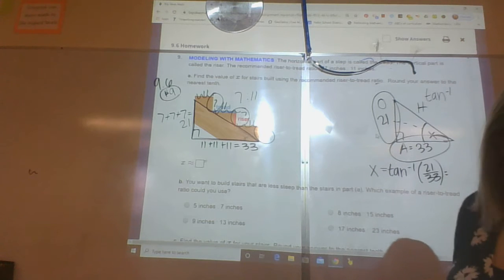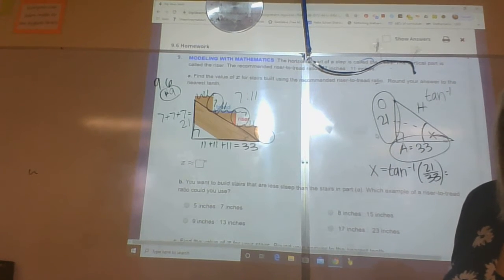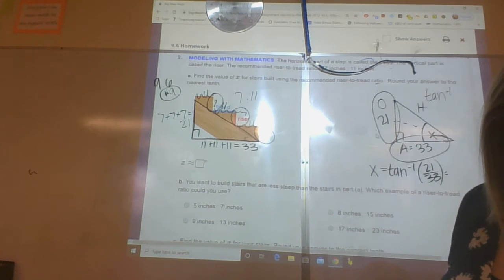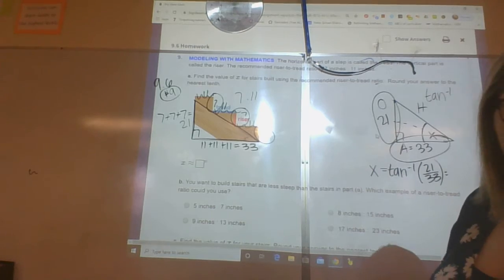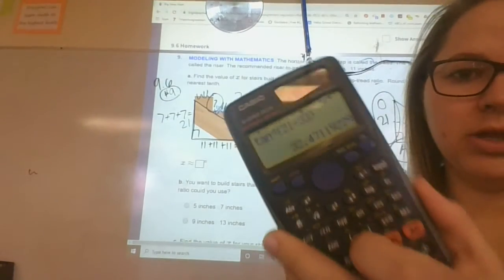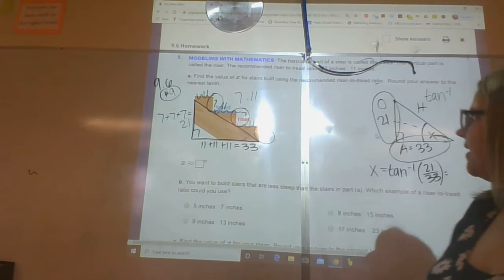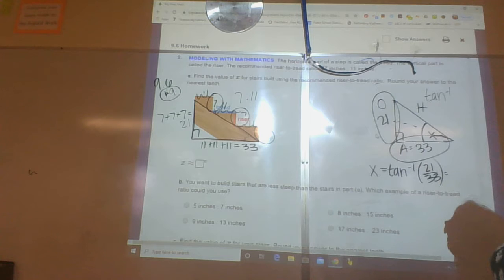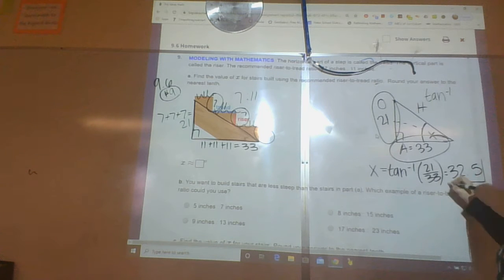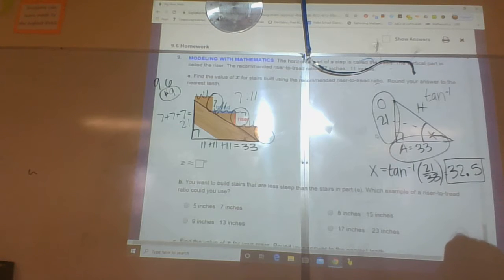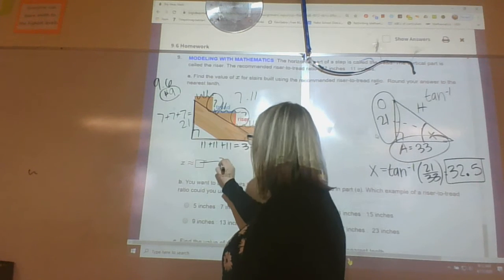So now I'm going to do tangent inverse of 21 over 33. And I get, again, this is how I put it in my calculator. You need to hit that shift or second button. I got 32.5. It says round your answer to the nearest tenth, so 32.5 would be my answer. Okay, so this is what I would put here. Here would be 32.5.